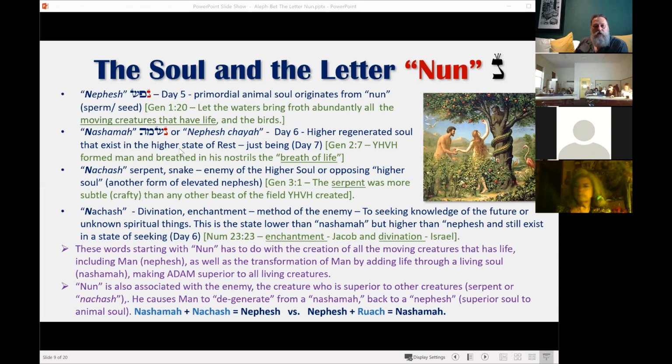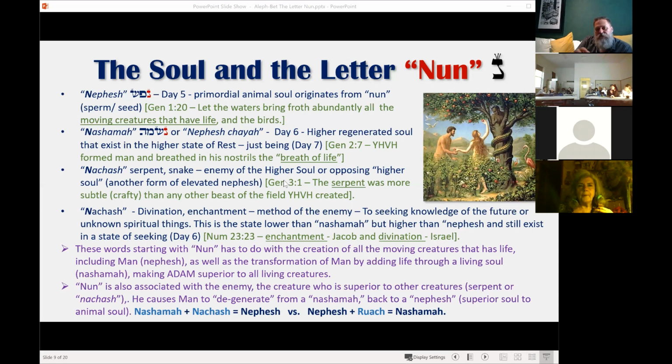Now, this soul moved on to a state of rest, which is day 7, and that is where you just exist. You experience to be, to exist. So there's no force, there's no strive, there's no nothing. It is finished and you have arrived. It's that state. And that is depicted by day 7. So the neshama is created on day 6.